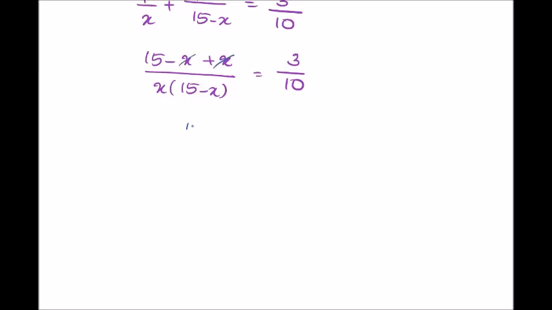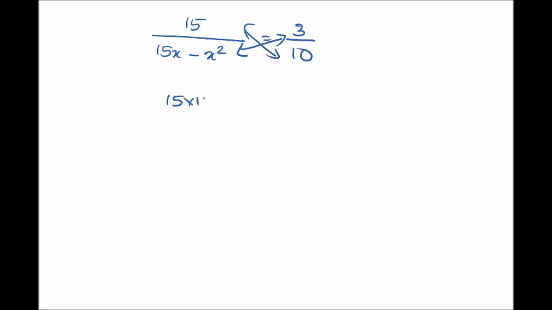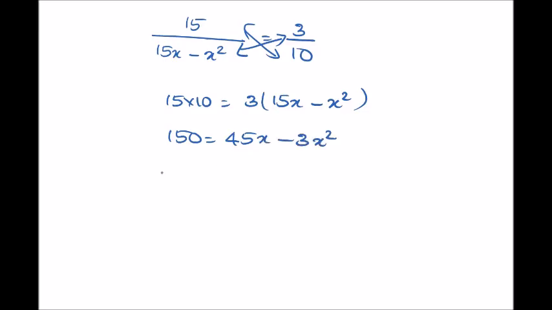We will get 15 divided by 15x minus x square is equal to 3 by 10. Now again cross multiply. 15 into 10 is equal to 3 into 15x minus x square. That's equal to 150 is equal to 45x minus 3x square. That implies 3x square minus 45x plus 150 is equal to 0.